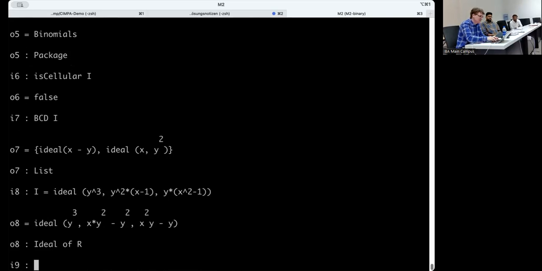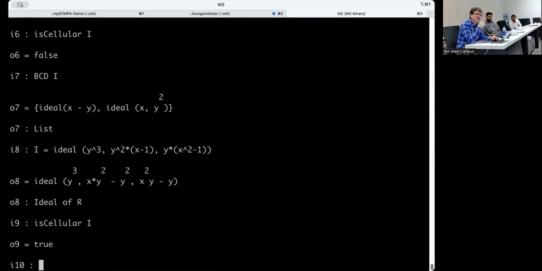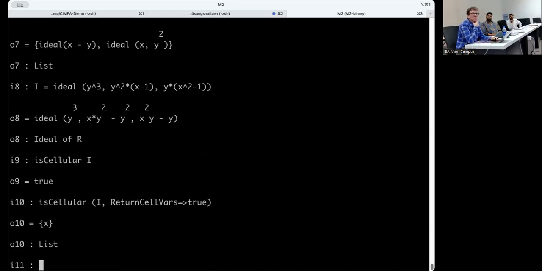And now something funny happens. So let's do binomial. Let's try if it's cellular. Is cellular I? This one is cellular, as we know. Yes, x is regular. There are various options, so you can do return cell vars, set that to true, and it will tell you which are the regular variables. They're called the cell variables for geometric reasons. And so let's do binomial primary decomposition of that ideal.